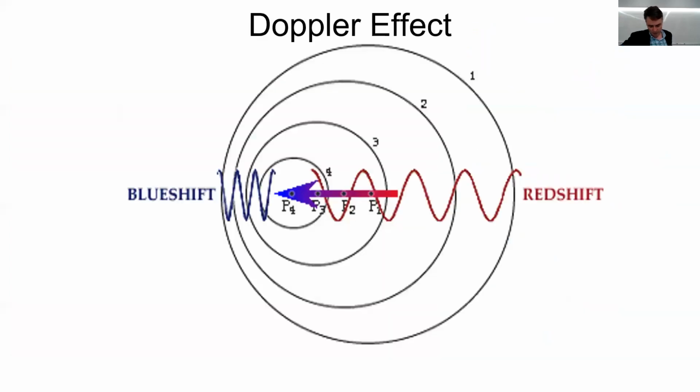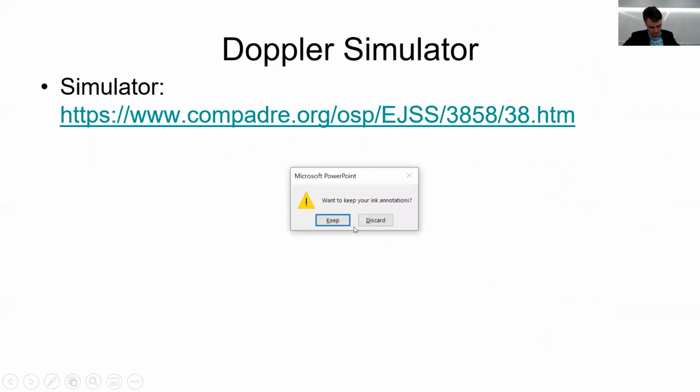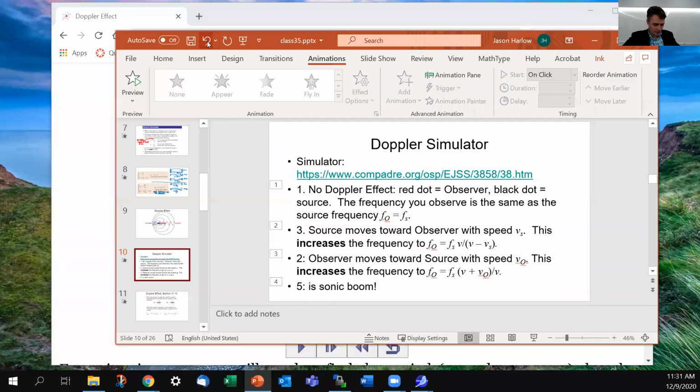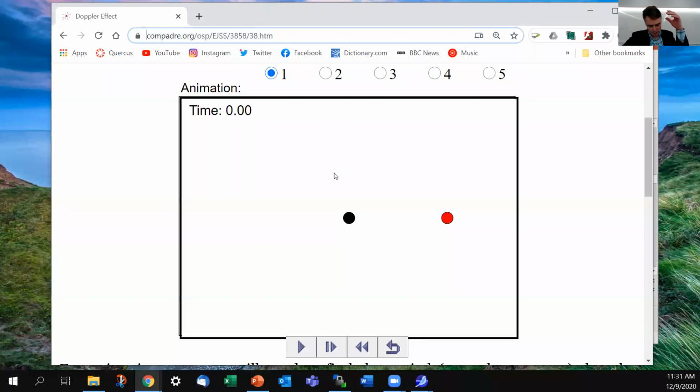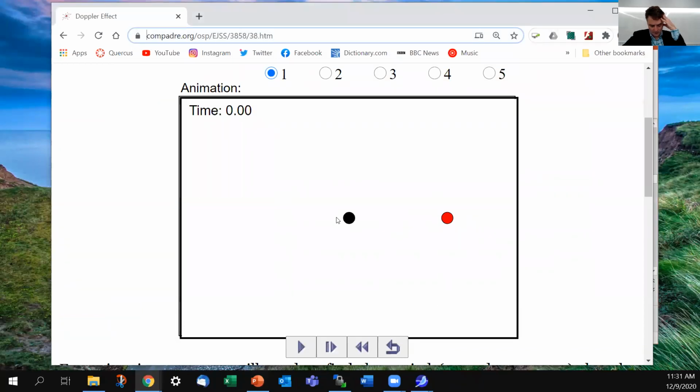Next is this Doppler effect thing. What I wanted to do is start off with something very simple, which is this simulator. The Doppler effect is actually a pretty easy concept. It's a geometric effect, and I've put this simulation on the web link there. So the first step, number one, is no Doppler effect. The red dot is the observer and the black dot is the source.